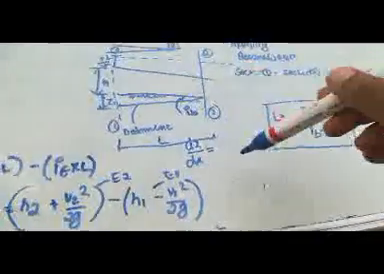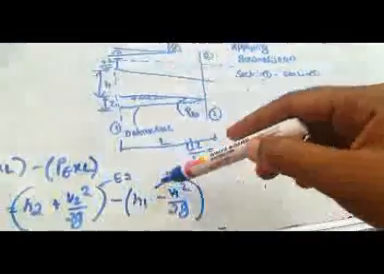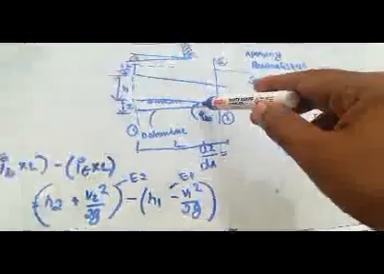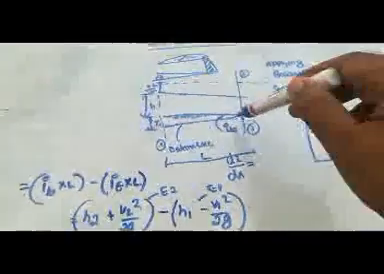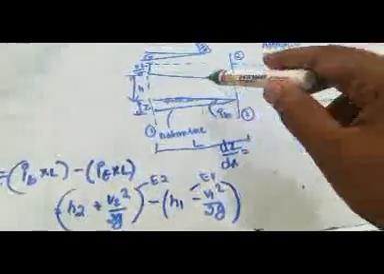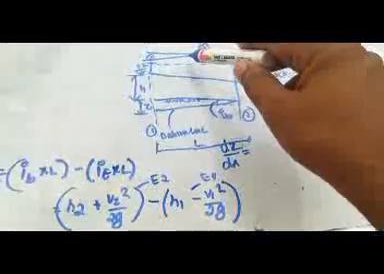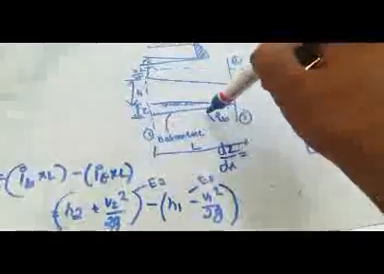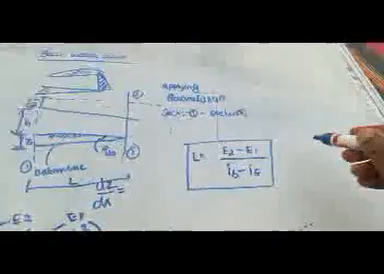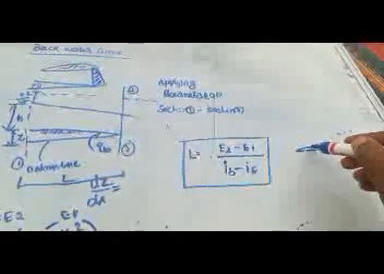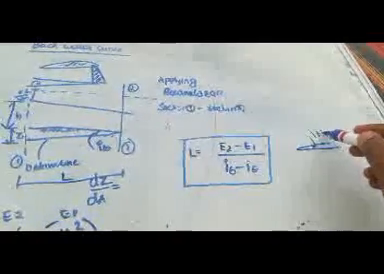Here is a small correction to what I said now. How it comes is this one, H2 plus V2 square by 2G, the head loss, the energy loss here. What is the loss that takes place with respect to x, with respect to z, with respect to E? IE and IB. This is IB and this one is IE. If you are having confusion, I will explain here.